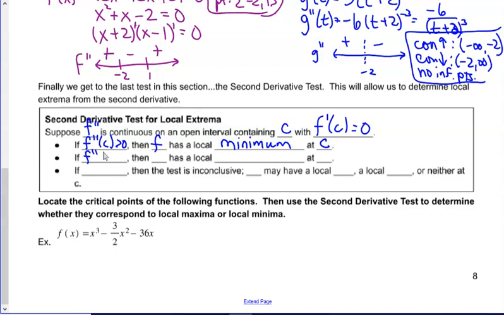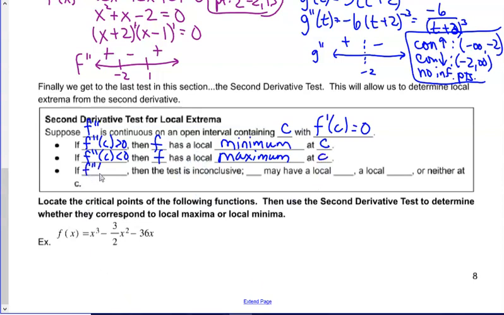If my second derivative at c is less than 0, that means we have concave down. So it's almost kind of backwards. Then f has a local maximum. When I have a situation where I'm concave down, it would end up being something like this, where we have the chance of having that maximum at c.